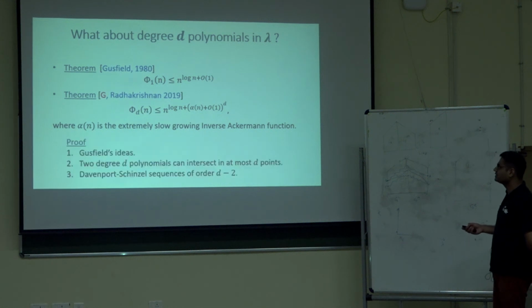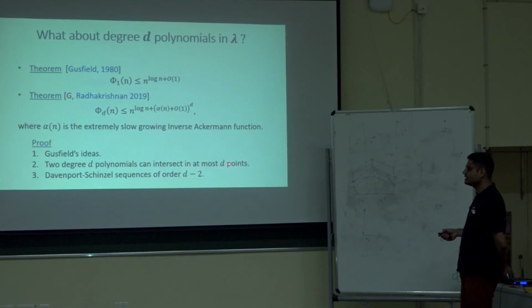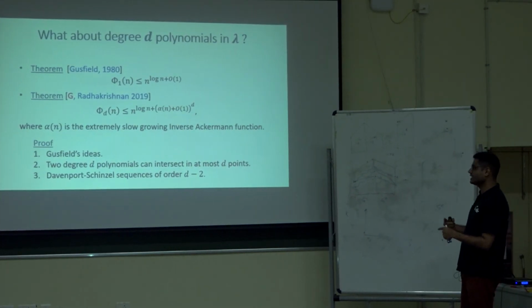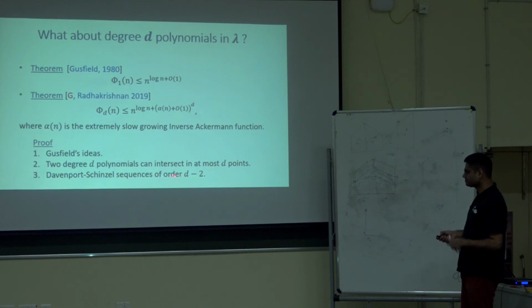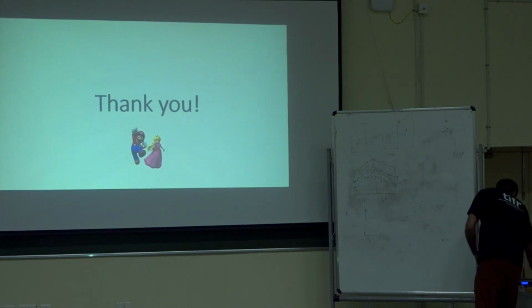Okay. And the proof is actually quite simple. It uses Gusfield's idea and the fact that two degree d polynomials can intersect in at most d points. Earlier it was two straight lines can intersect in at most 1 point. And there are these nice combinatorial objects known as Davenport-Schinzel sequences. We use them and it yields this upper bound. So yeah, that's all. Thank you.